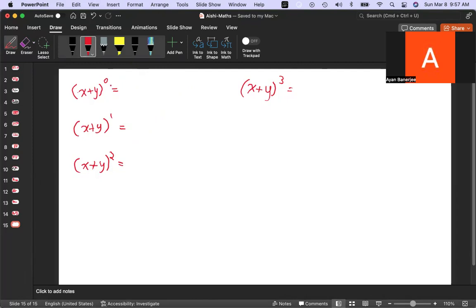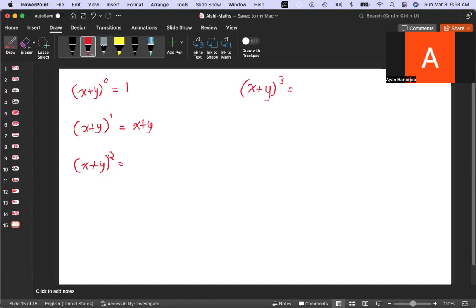So x plus y, this whole thing to the power 0, has to be 1 because any number to the power of 0 is always 1. Now we have x plus y to the power 1, which is obviously x plus y.